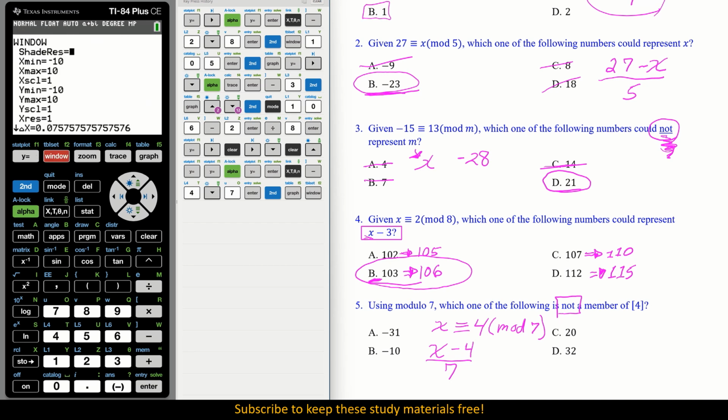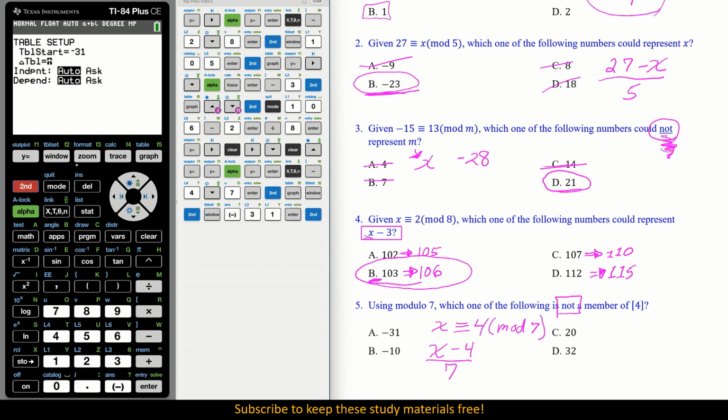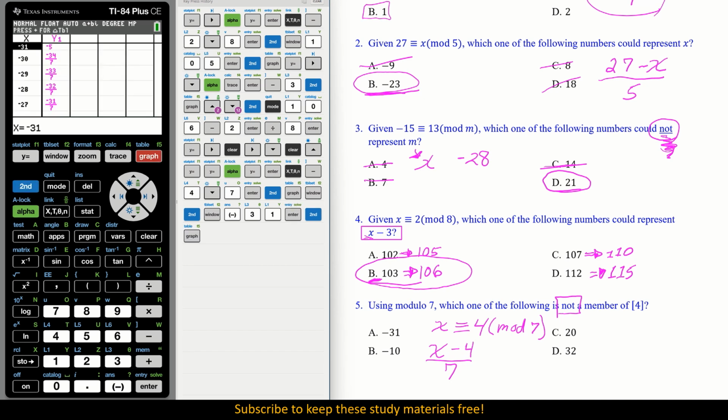So let's go second window and get close. Oops, second window. Okay, I have to push these things correctly. So let's go to negative 31 and second graph. Oh, 31 is a possibility. Oh, it says not. Ugh. Make sure you read it right. Well, I didn't read it right. We don't want the ones that do work. We want the one that doesn't work. Okay, well, A works, so that's not going to be one of our options.